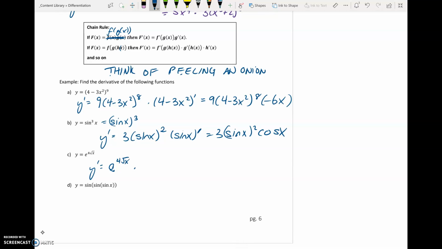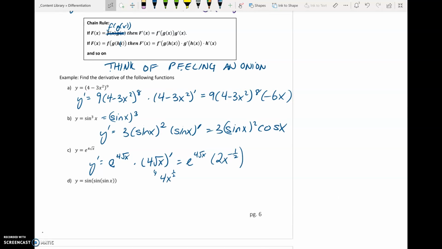Now we want to take the derivative of 4 root x. Remember that 4 root x can be rewritten as 4 times x to the power of a half. Because we're going to use our power rule here, if you bring the half to the front, you're going to get 4 times a half, which is 2. And then you're going to minus 1 from the exponent, which is negative a half. And that's it. Let's do another here.